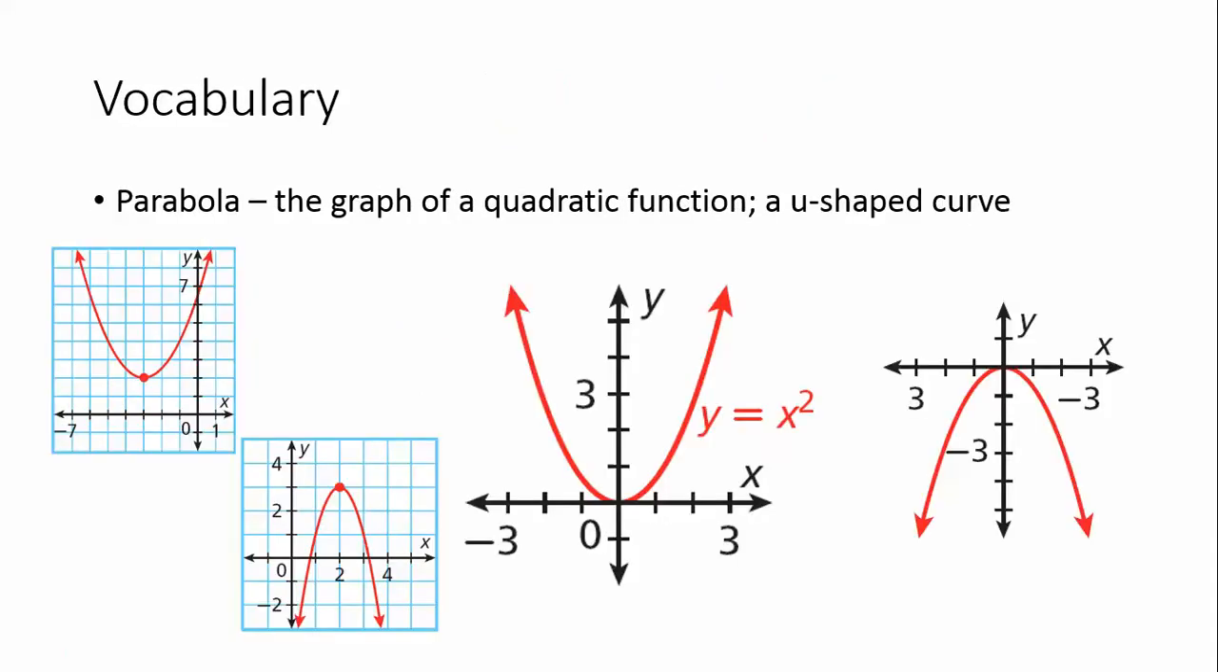So now let's talk about what the graph of a quadratic function looks like. And it's called a parabola. A parabola is the graph of a quadratic function. It is a U-shaped curve.